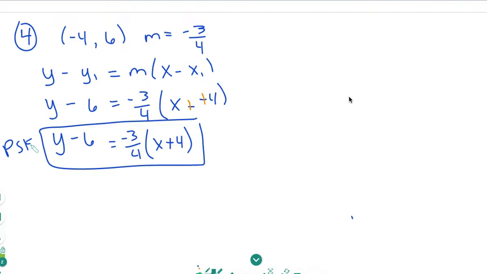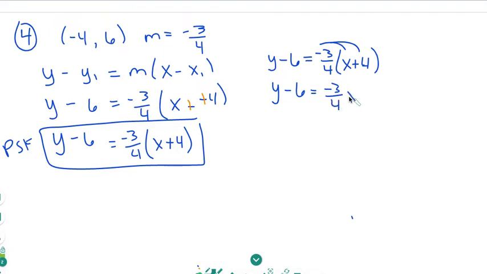Now we're going to go ahead and take that equation, and we are going to start with y minus 6 is equal to negative 3/4 times x plus 4, and we're going to rainbow. Y minus 6 is equal to negative 3/4 x plus negative 3. We're going to zero pair out our 6's, and we're going to have y is equal to negative 3/4 x plus 3.